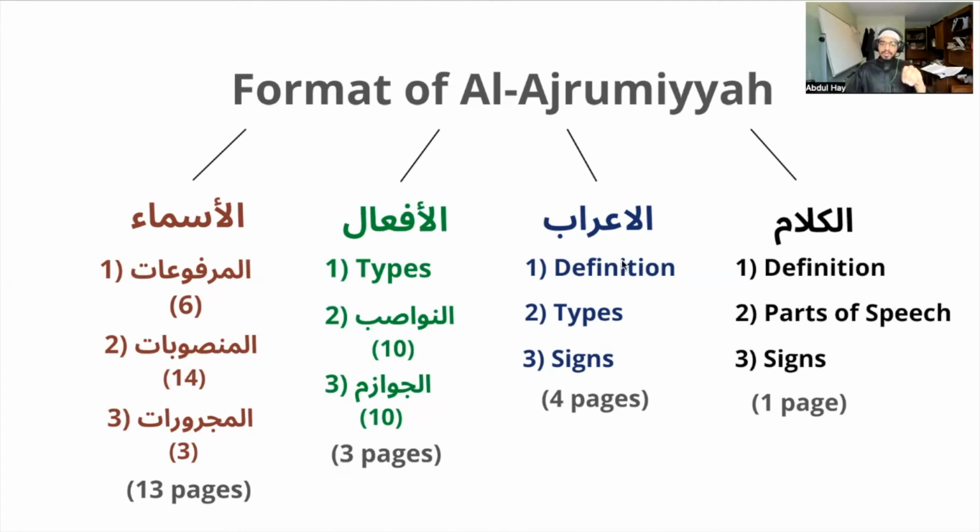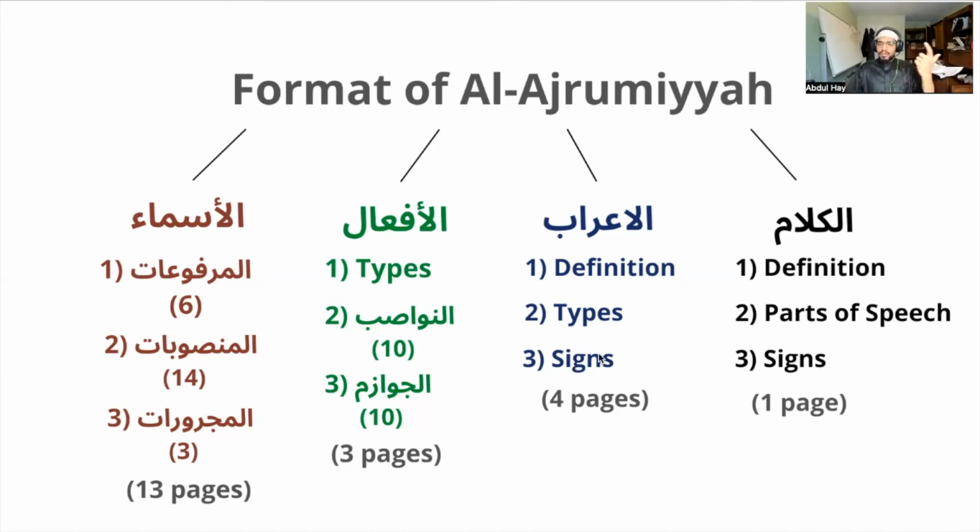Going on to the next chapter, the chapter of al-Irab. The chapter of al-Irab talks about what is al-Irab. So the first subtopic is the definition of al-Irab, what exactly is meant here by the concept of case ending or declension system, if you will. Then after that, he goes over the 4 different types of al-Irab. Then after that, he goes over the different signs for every single type of al-Irab.